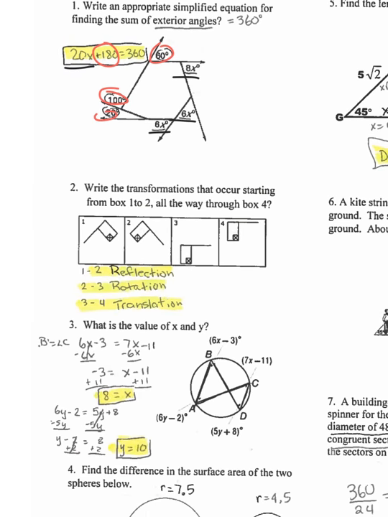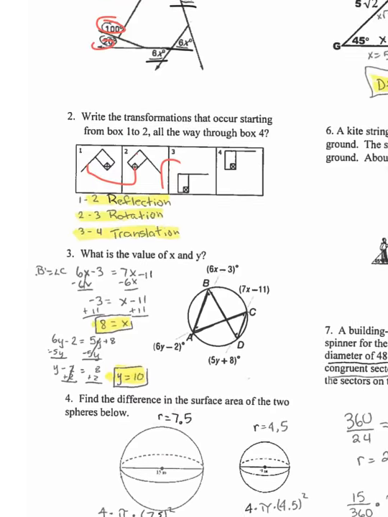Number two, write the transformations that occur starting from box 1 to 2 and then all the way through 4. So this is a reflection, it flipped over. This is a rotation because it rotated down. And then this is a translation. I guess in theory, if each box is the same thing, it went up, but it moved, right? It just moved left to right or whatever. All right, so there you go.